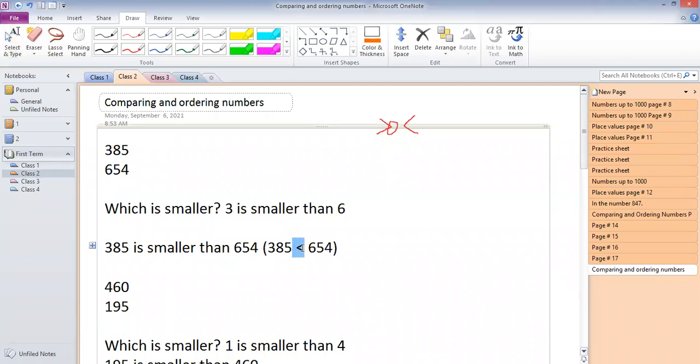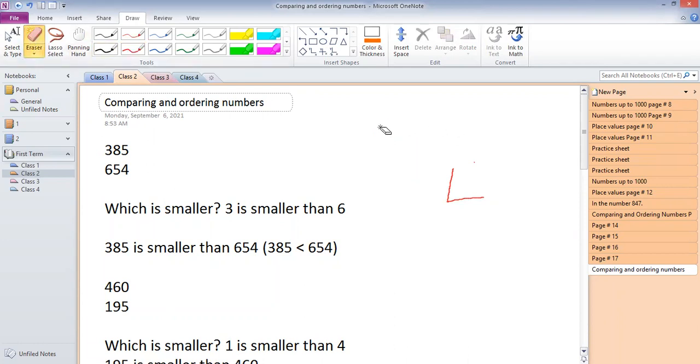Look at this sign, guys. Its mouth is open in front of the bigger number. The sign mouth will always open in front of a bigger number, like a crocodile mouth. This is the mouth. Whenever a crocodile needs to eat something, he opens the mouth and finishes his food. So guys, its mouth should be open in front of the bigger number. So which is bigger? 654 is bigger and 385 is smaller. So 385 is smaller than 654. So you will write this sign.